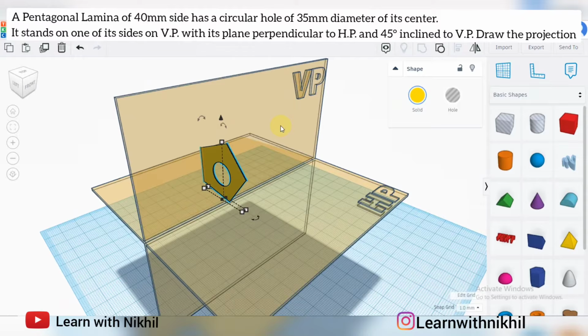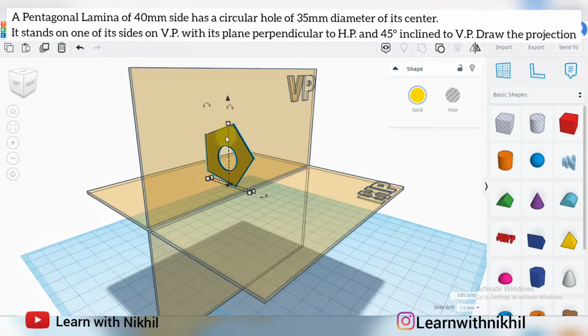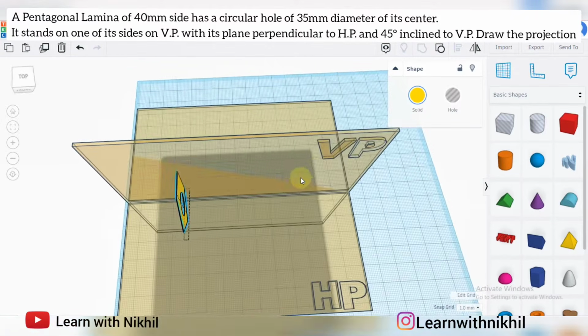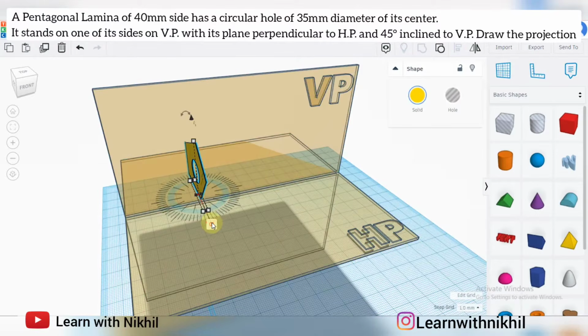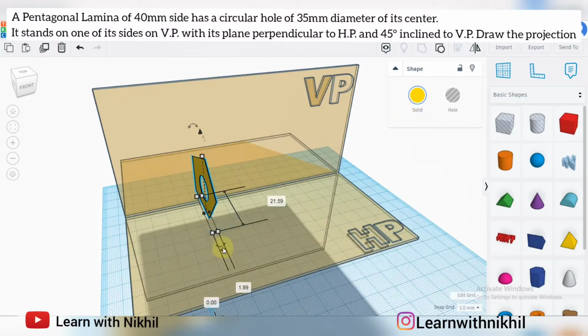Now further it says one of its sides is on the VP and its plane is perpendicular to the horizontal plane. So this is the plane, this is the straight line, it is perpendicular to the horizontal plane. Now to draw the actual question, first we have to draw a pentagon without any angle. We have to draw it normally.